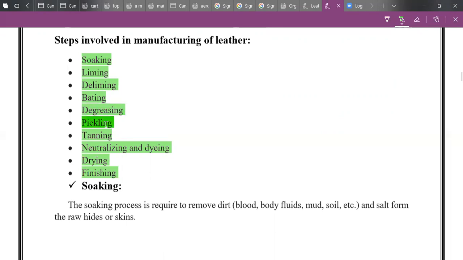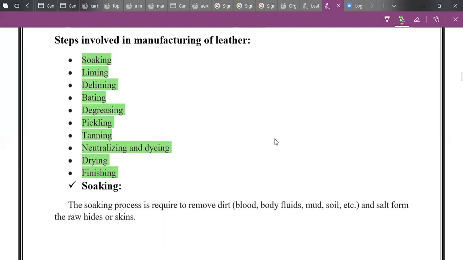Pickling: the pickling process is useful for preservation. Tanning: the tanning process is used to convert the skin into a useful product called leather. In the neutralizing and dyeing process, we neutralize the skin and dye it. In the drying process, we remove the water from the skin. At the last is finishing. In the finishing process, we enhance the natural quality of the skin, such as its color.